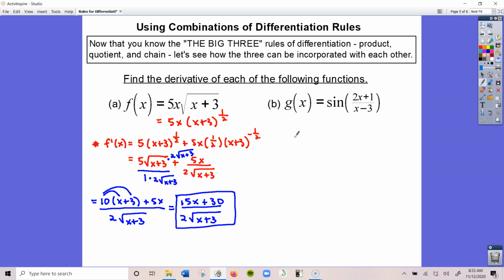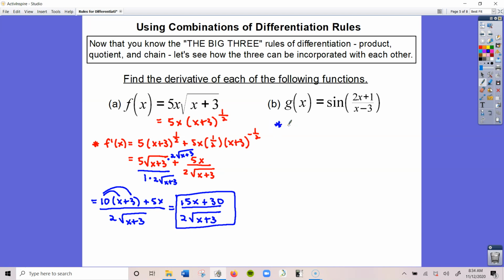Now let's go ahead and look at g of x. G of x is equal to sine of 2x plus 1 over x minus 3. Now we can see here that the main rule is going to be the chain rule because this is a trig function. And remember, all trig functions are chain rule functions. And the angle is a quotient. So we're going to have to use the quotient rule in addition to the chain rule.